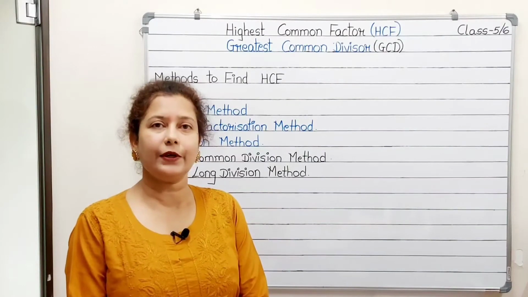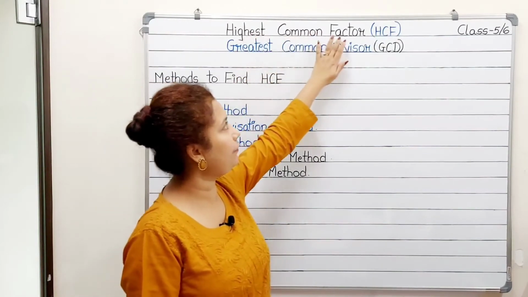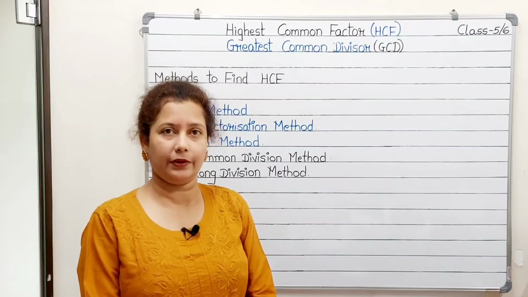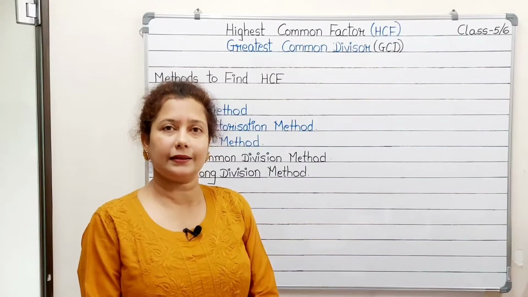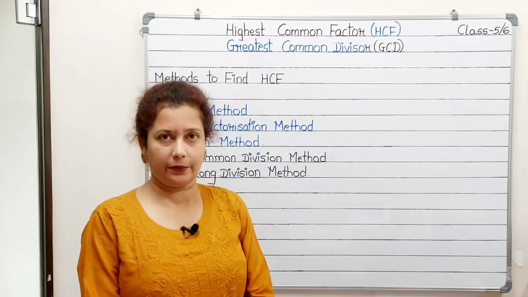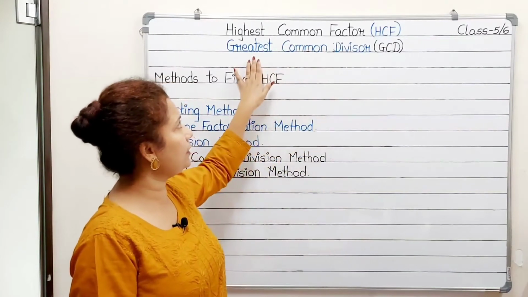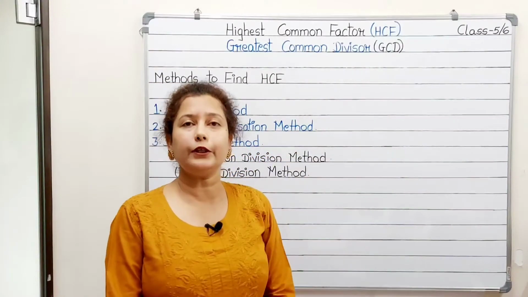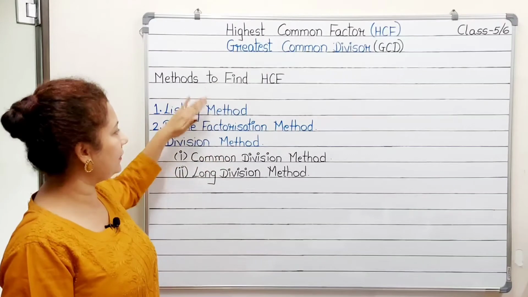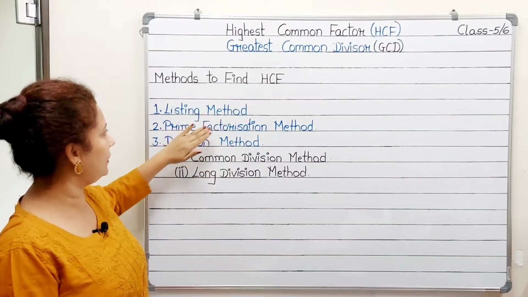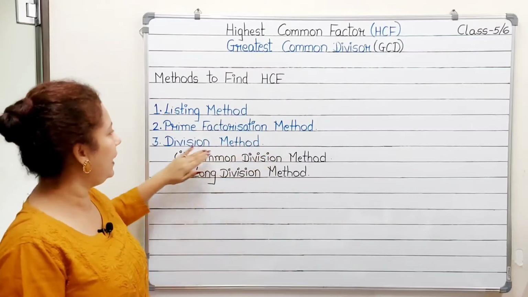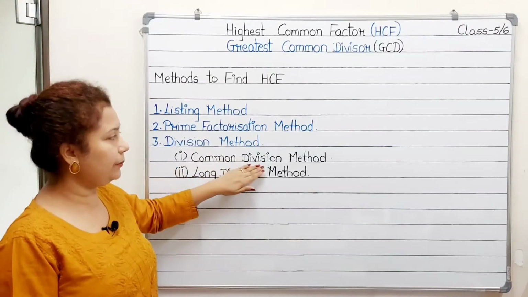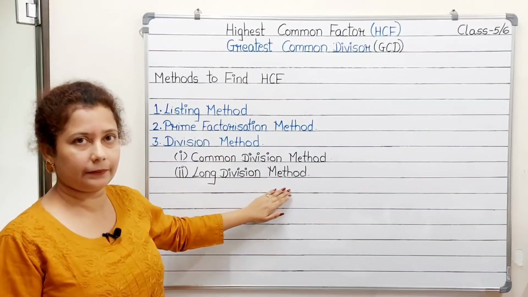Hello everyone. In this video I will be explaining highest common factor, that is HCF. We know that factors of the given number are the divisors which can divide that number completely with 0 as the remainder. That's why HCF is also called greatest common divisor or GCD. There are three main methods to find HCF: listing method, prime factorization method and division method. There are two types of division method, common division method and long division method.